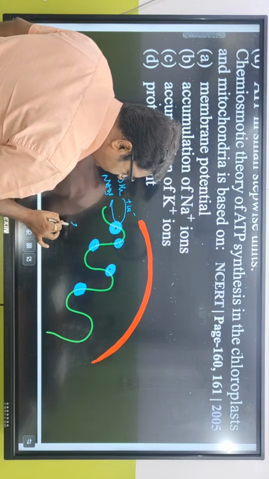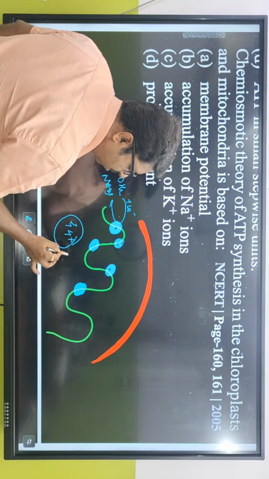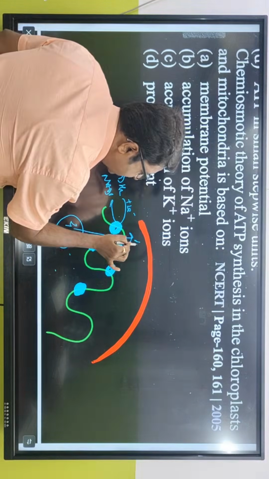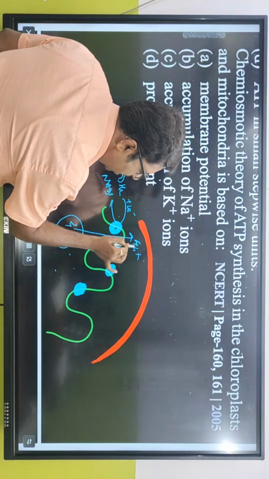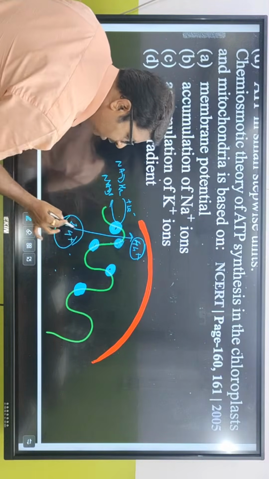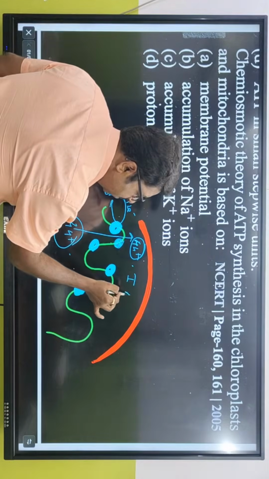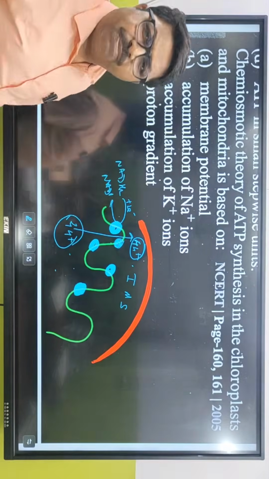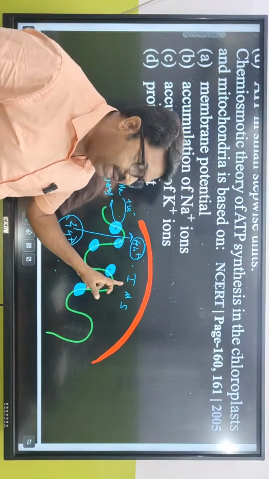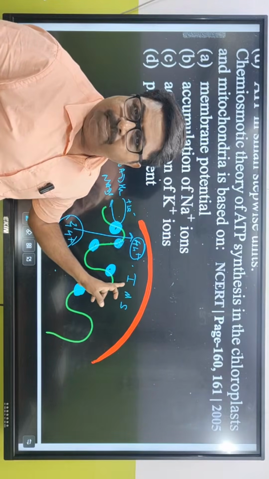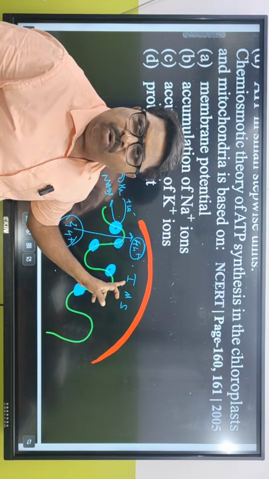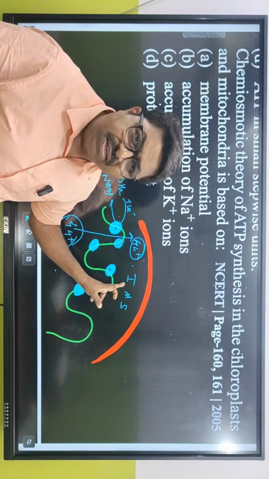While accepting, how much hydrogen will it push from the matrix towards the inner membrane space? 4 hydrogen. 4 hydrogen is going to be pushed. The proton gradient has been made in the inner membrane space. Pushing protons from the matrix, a pool is created over here. What has been made over here? A pool has been created.